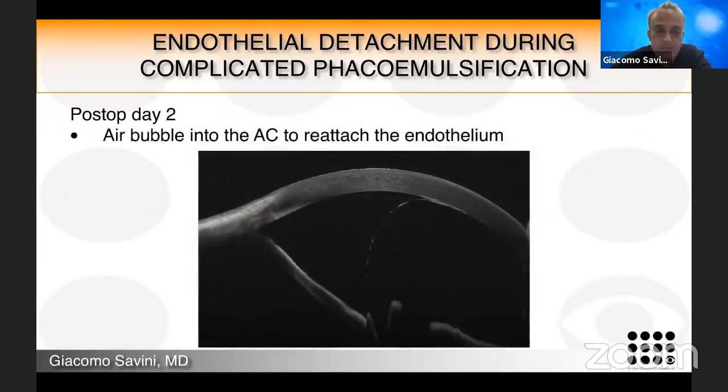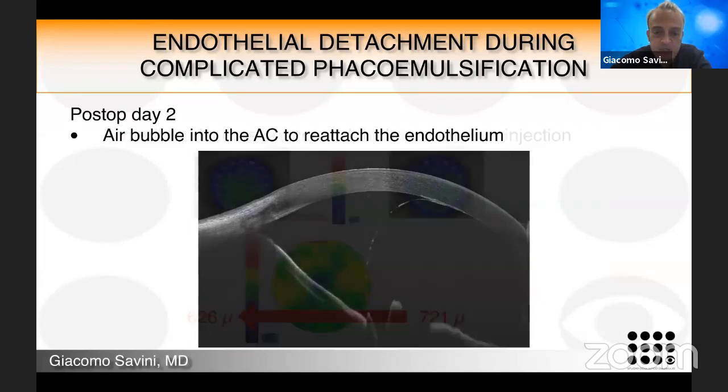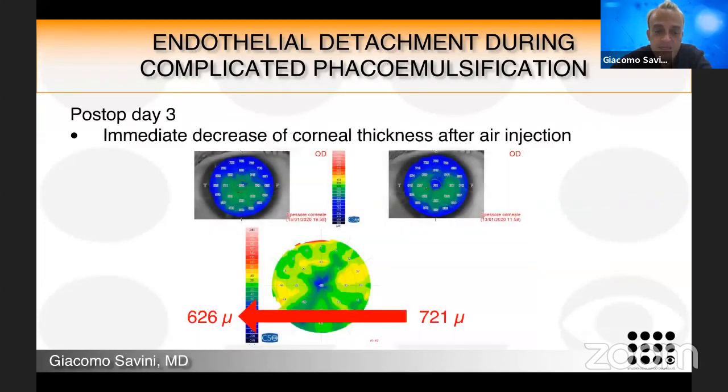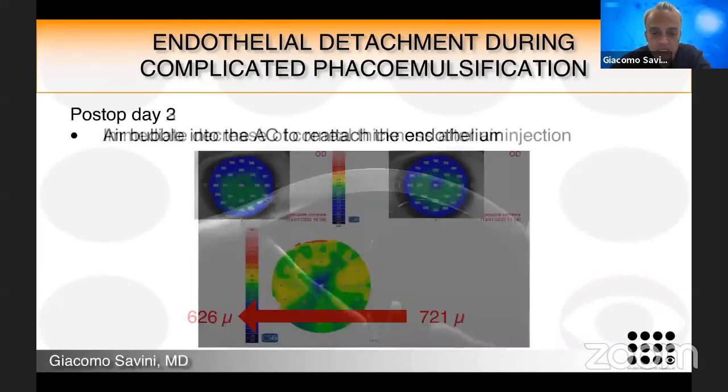So on postoperative day two, I injected an air bubble into the anterior chamber in order to reattach the endothelium, and this was a successful procedure, because on postoperative day three you see a good improvement of central corneal thickness from 700 to 600, with around 100 microns of gain in CCT.